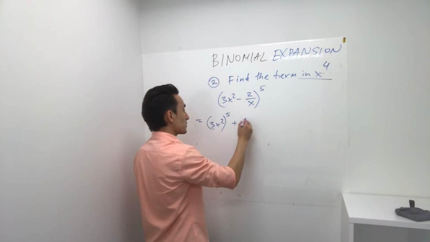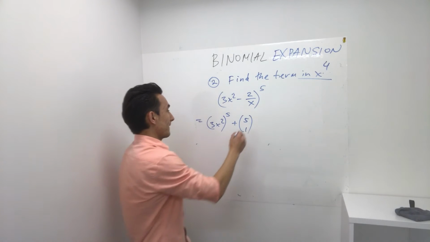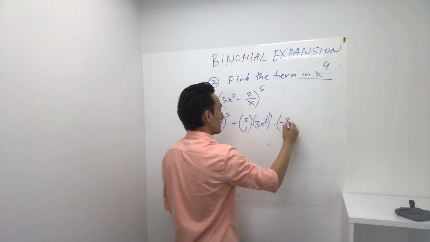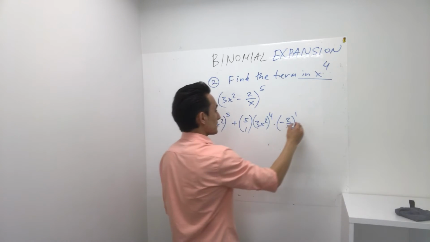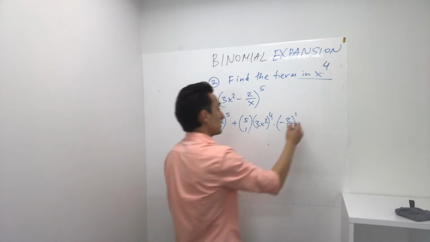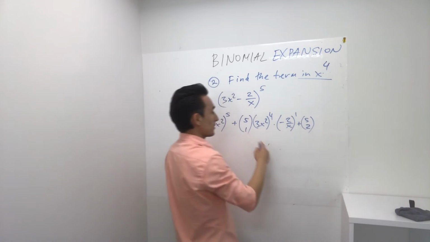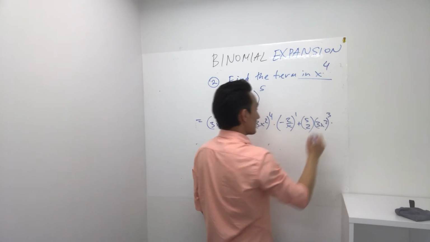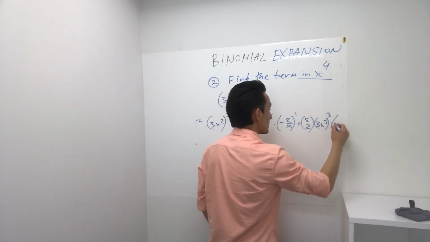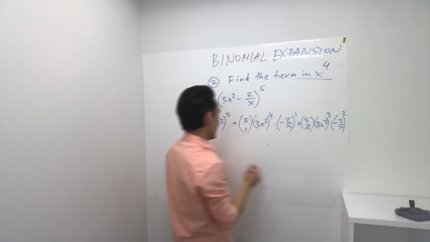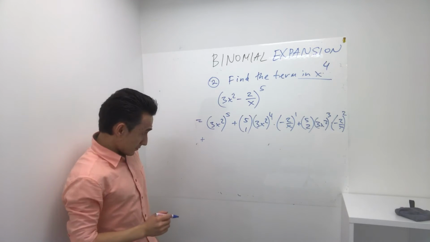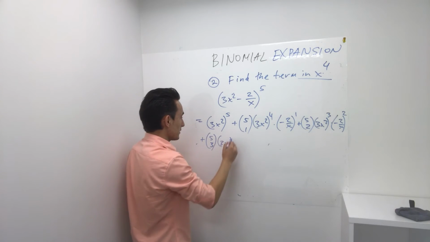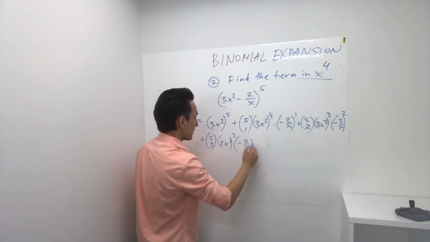Next term is 5 choose 1. Okay, and then (3x squared) to the power of 4, and then times (negative 2 over x) to the power of 1 here, plus the next term is 5 choose 2, and then (3x squared) to the power of 3, right? (3x squared) to the power of 3 multiplied with (negative 2 over x) to the power of 2, plus 5 choose 3, and then (3x squared) to the power of 2, and then (minus 2 over x) to the power of 3.